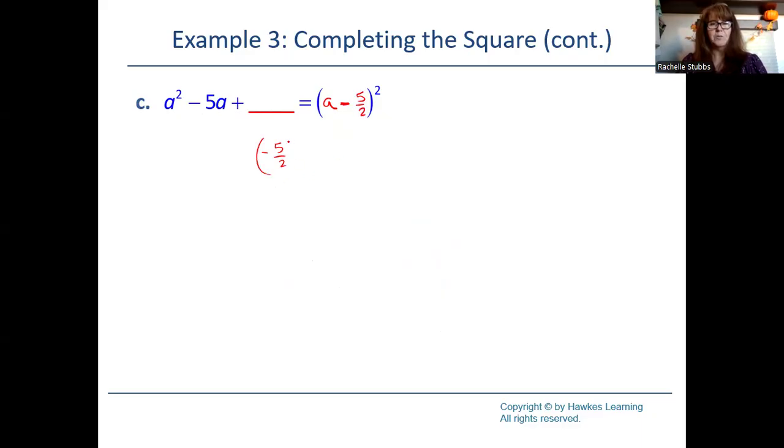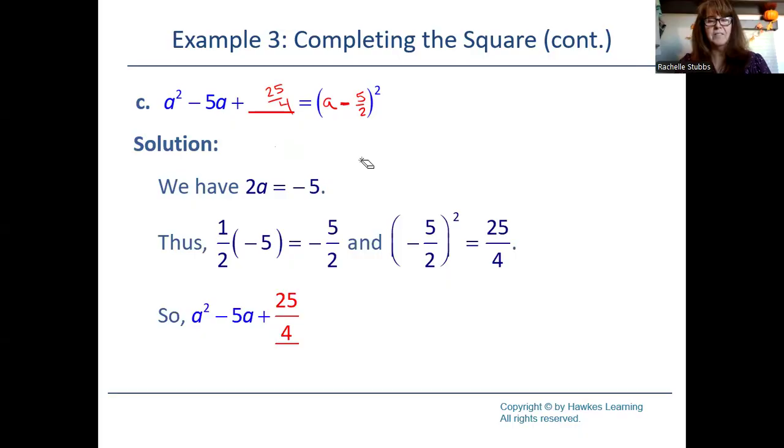And then what is 5 halves squared? Well, a negative squared is a positive. 5 squared is 25 over 4. So that's 25 over 4. And I have completed that square. Now, this is just the basics of learning how to complete a square, but that would be something that you would do. Okay. Here they show it.